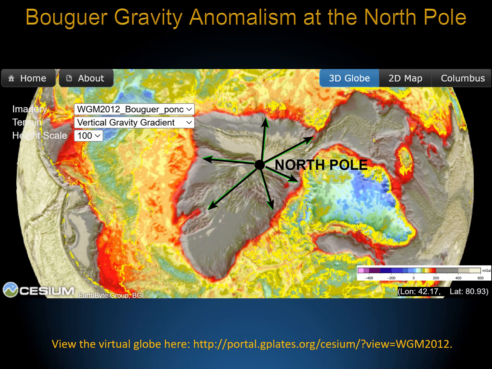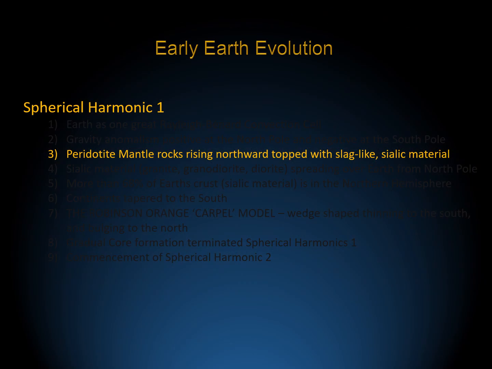The positive gravity anomaly and the radial distribution pattern support the model being developed here in respect to spherical harmonic 1. The lack of continental material and the fact that the ocean is 4 kilometers deep at the North Pole indicate that the rocks must be more dense. Those more dense rocks on the ocean floor are likely to be mantle material, peridotites. Number 3. Peridotite mantle rocks rising northward, topped with slag-like sialic material.